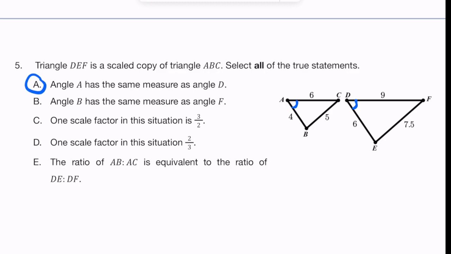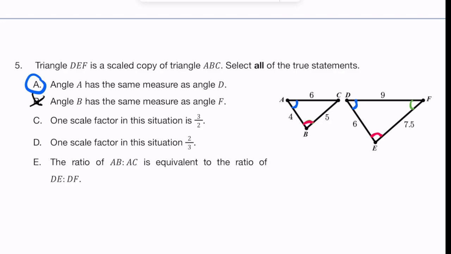Angle B, which is here, has the same angle measure as F, which is there. Okay, so that's not going to be the case. What it should be is that angle B here is going to have the same angle measure as E, because those are in the same spot, right? Those match up. They're corresponding. But B and F are different parts of the two different triangles, so that's not going to be the case.